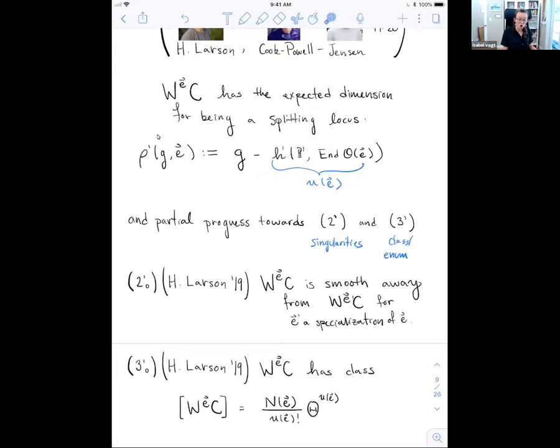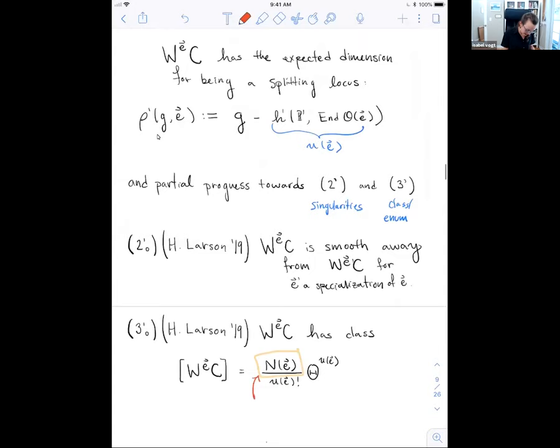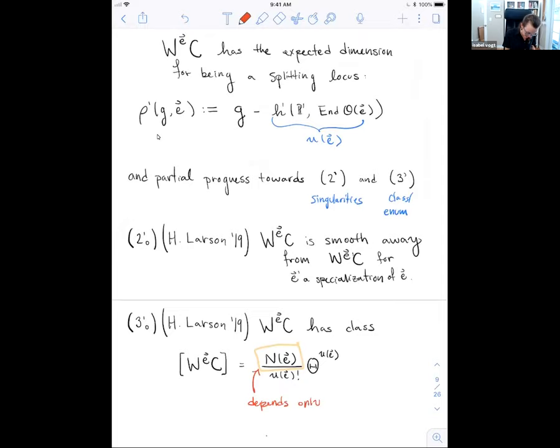But this constant, let me indicate what you're supposed to take away from this. This N of E, as is indicated by the notation, depends only on the splitting type E, not on g, but we don't know what it is.